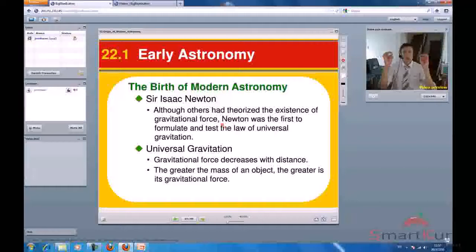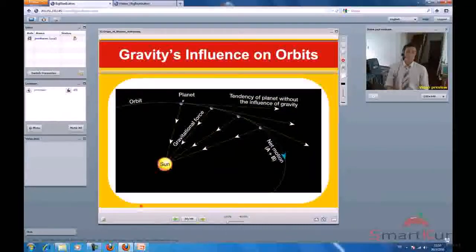This means that the greater the distance, the less the force, and the greater the mass, the greater the force. Two objects that are close together will have a strong force. Two objects that are far apart will have a weak force. Two small objects will have a weak force, but two large objects will have a strong force.